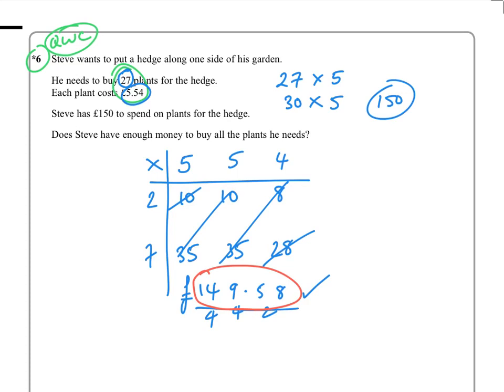And then you've got to see whether he has enough money, and he has £150 to spend. So yes, he's got 42 pence spare, so you'd say yes, has enough.